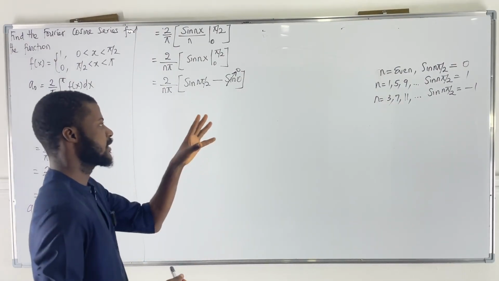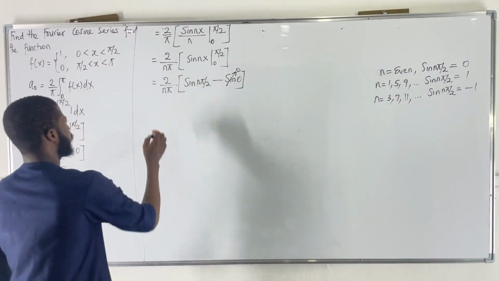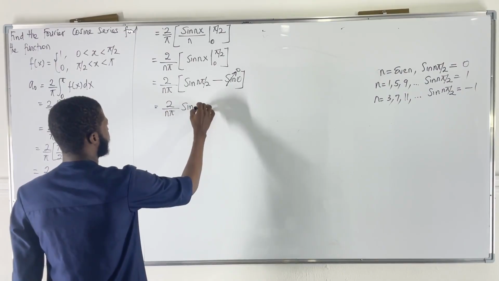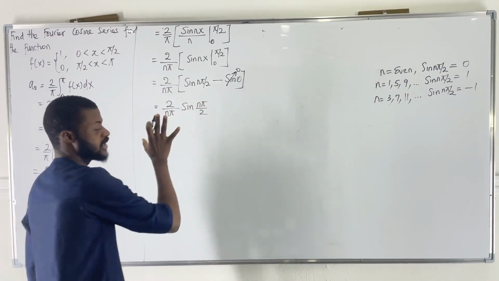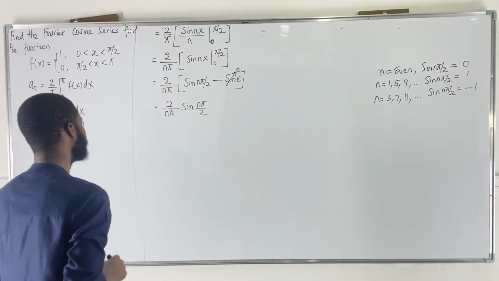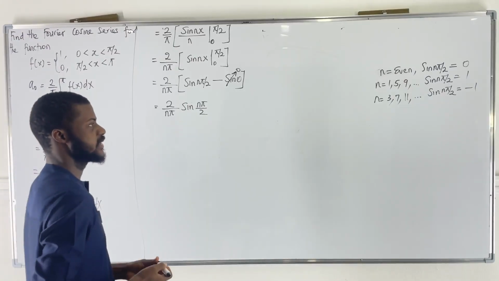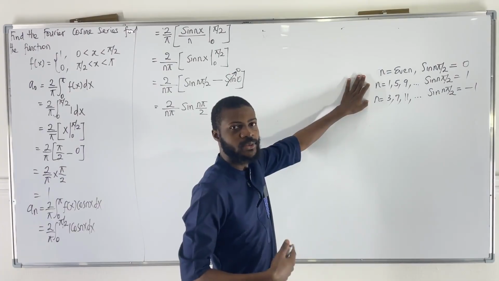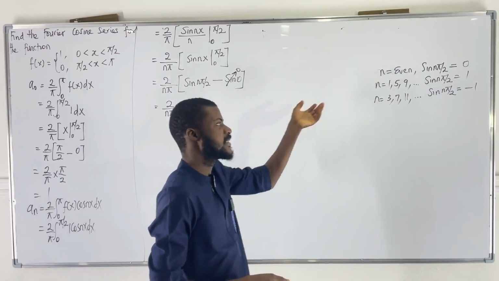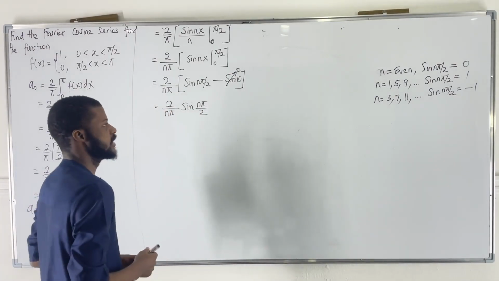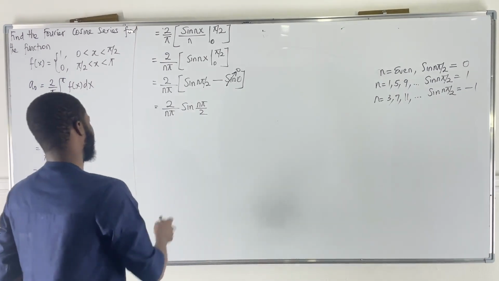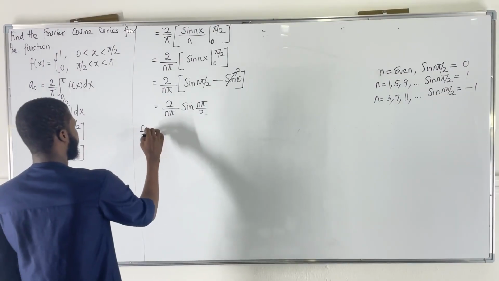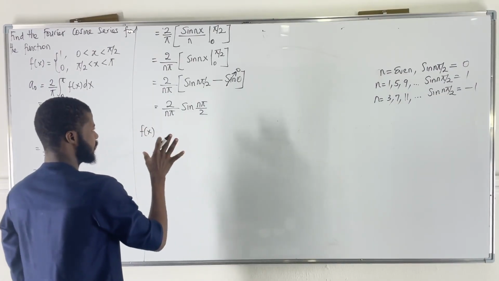But let me keep that somewhere. So this will be 2 over n pi sine n pi over 2. So just keep this. Most persons might prefer to start looking for B1, B2, B3, B4, just like that. It's still going to be the same thing. But I think I can just leave my answer like this for now. Then I'll say Fourier series of this.